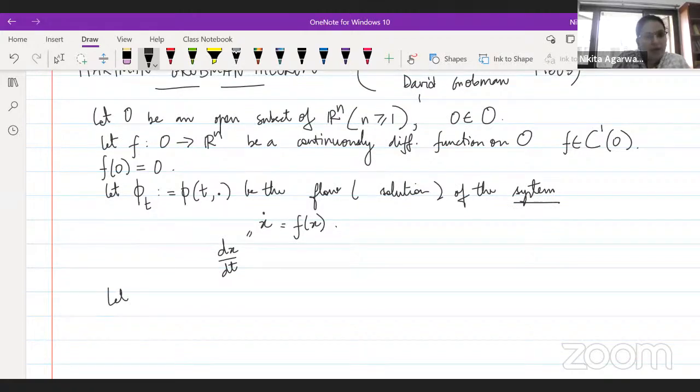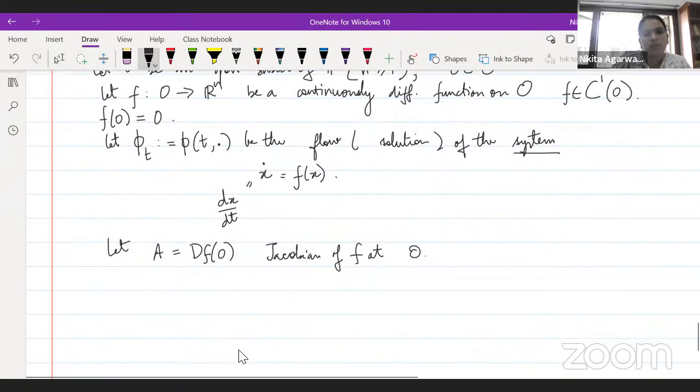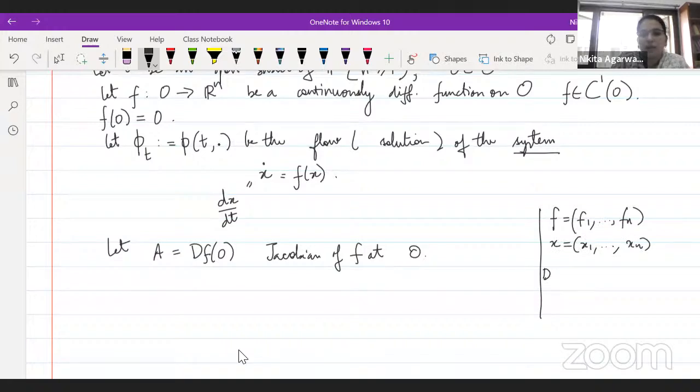Okay. So now let A be equal to the Jacobian of f at 0. So what is this Jacobian? This Jacobian is basically the following. So let me digress a bit. So if f is f1 to fn, and x is x1 to xn, these are the coordinates, then Df(0) is an n by n matrix, and the ij-th entry is ∂f_i/∂x_j evaluated at x equal to 0.